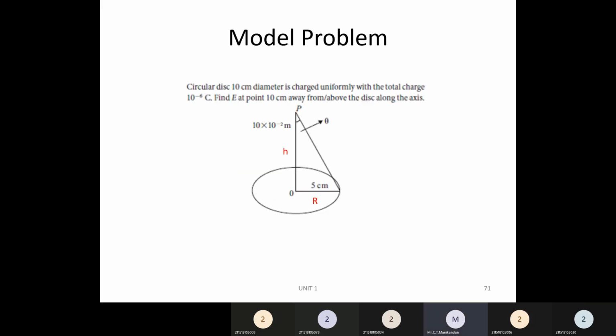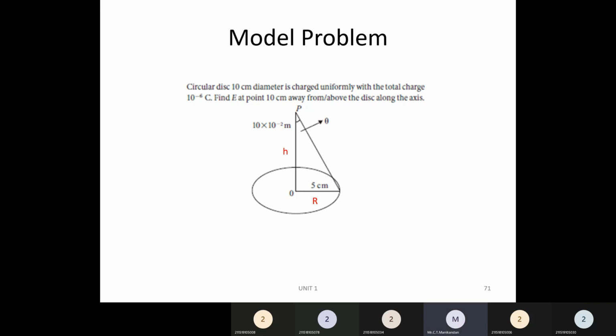Now we can see the model problem related to the circularly charged disk. The circularly charged disk, of 10 centimeter diameter, is charged uniformly with a total charge of 10 power minus 6 coulomb. We have to find the electric field at the point 10 centimeter away from the disk, along the axis. For your easy understanding, I have given a diagrammatic representation. In the exam, they will not give you the diagram; I have given it just for easy understanding of the concept.